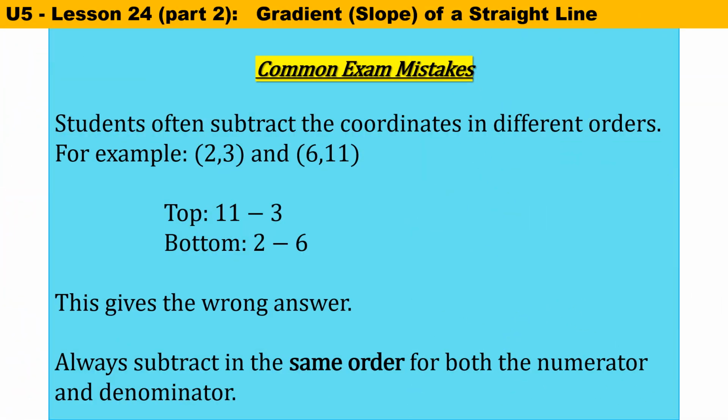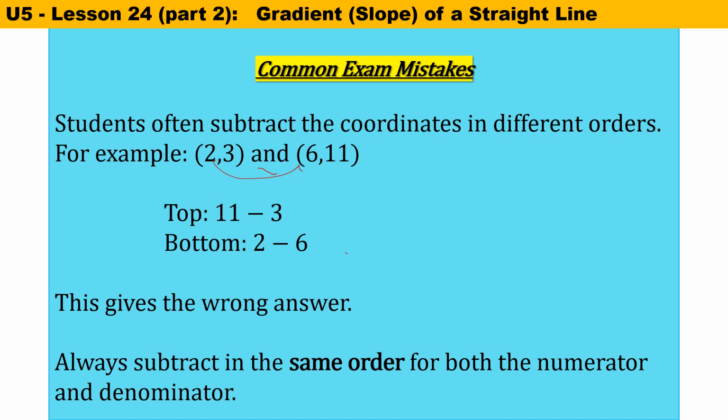So usually students make common mistakes when they are doing gradients. Sometimes it can be a little confusing, especially if you don't label your digits in your coordinate. So students often subtract in different orders. For example, you're given the points (2, 3) and (6, 11). They tend to subtract 3 from 11 and 2 minus 6 because they did not label, so they just take these two and subtract. That is incorrect because this is going to give you a wrong answer, and hence your equation and your calculation will all be wrong.